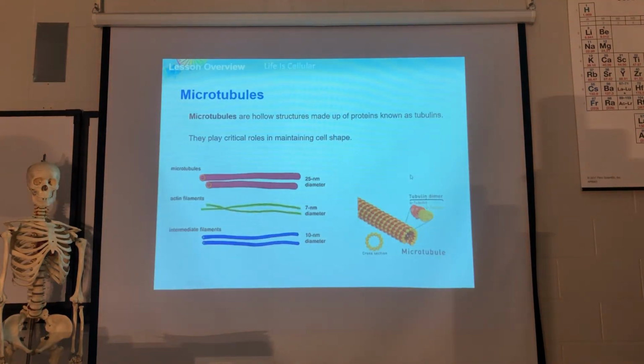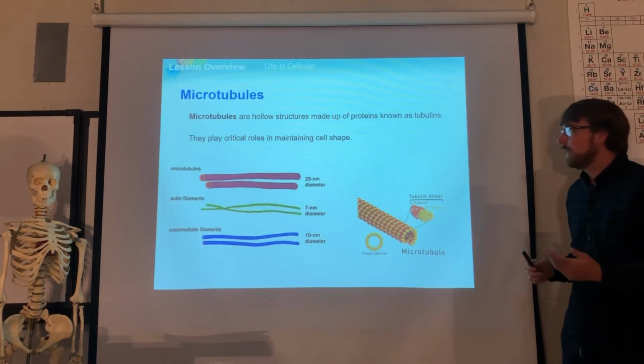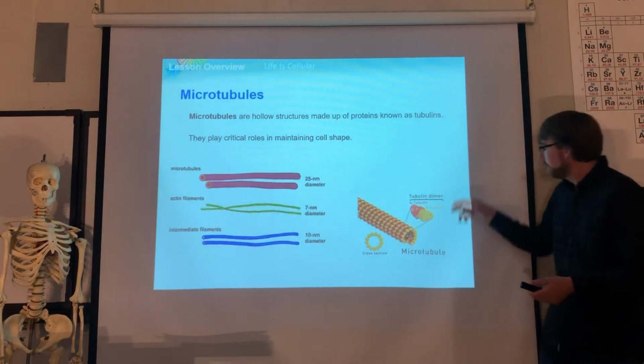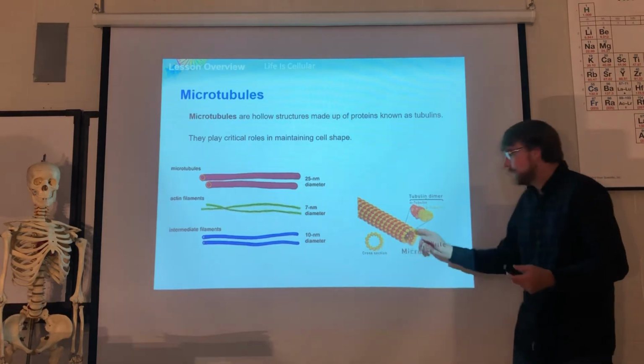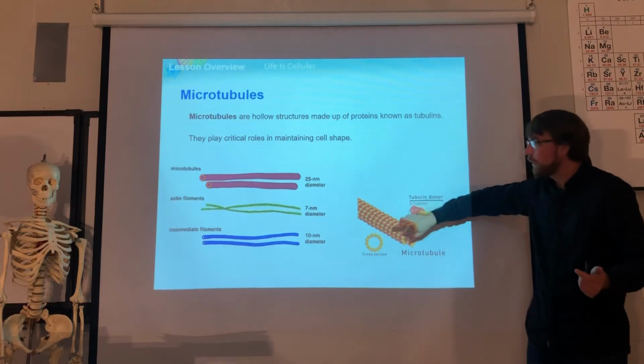So microtubules are hollow structures made of proteins called tubulins. They play a critical role in maintaining cell shape. These microtubules are made of these two tubulin proteins. They are hollow down the center. That's what we saw the little guy walking his way down.